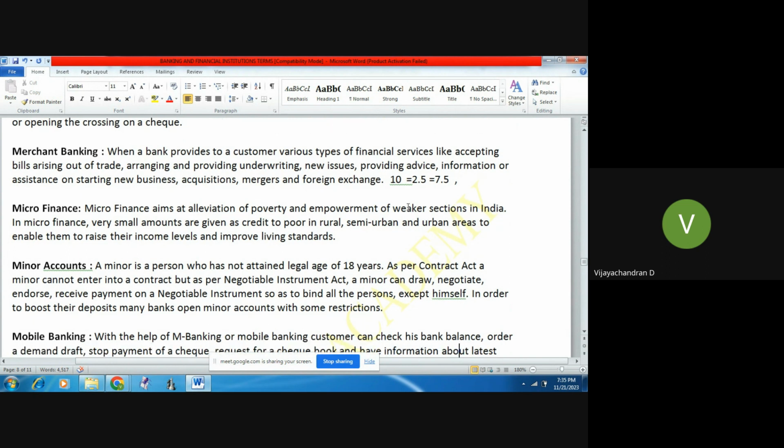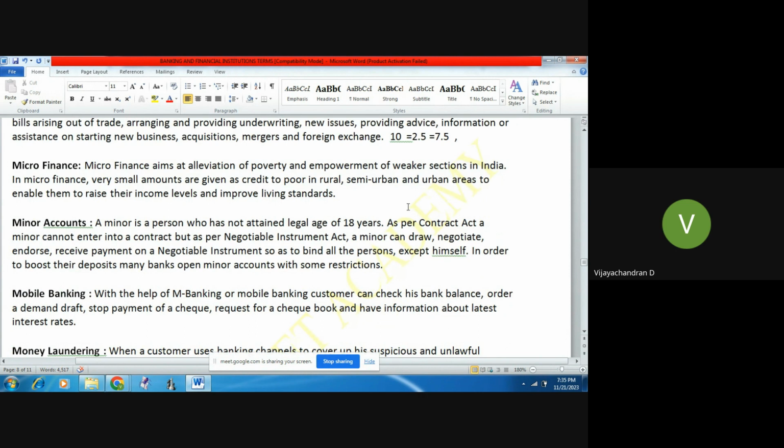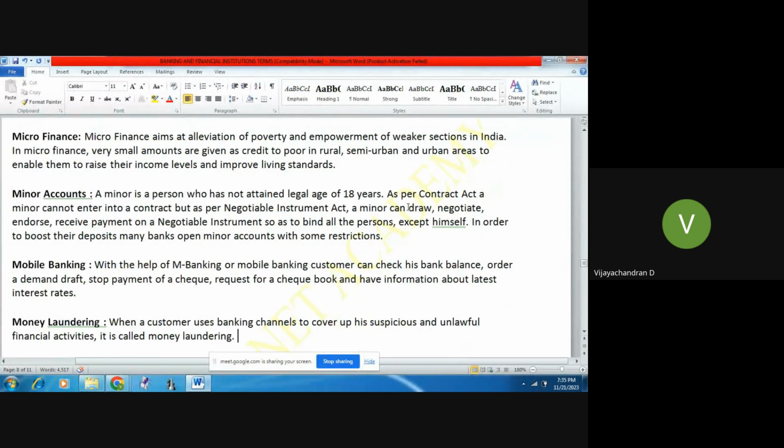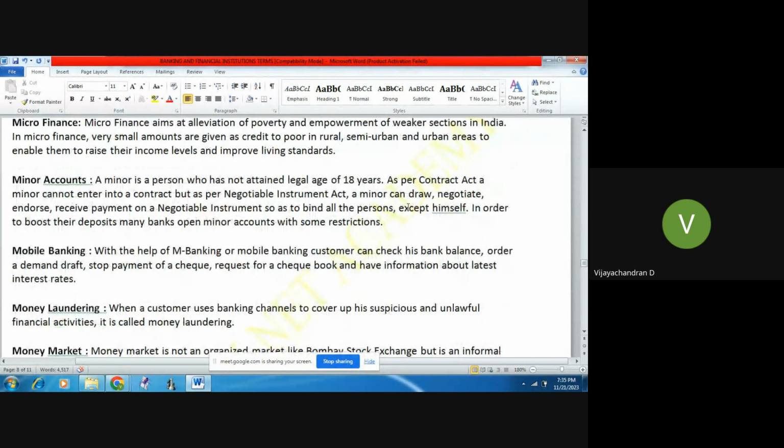Minor account: yes, with the guardian you can operate the account, a minor account, below the age of 18. Mobile banking, as you know, what is that? Some apps are there. You can do your transaction with your mobile.